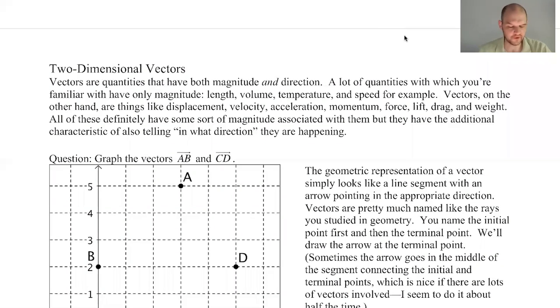All right, we're back. We're on page 117 of math analysis. This is actually the first page of notes 11. And what we're going to be doing is talking about two-dimensional vectors. Two-dimensional vectors are really cool. Vectors in general, I think, are really cool.